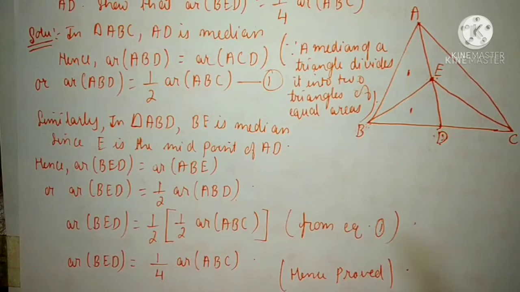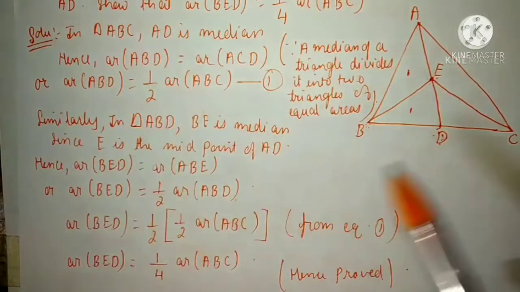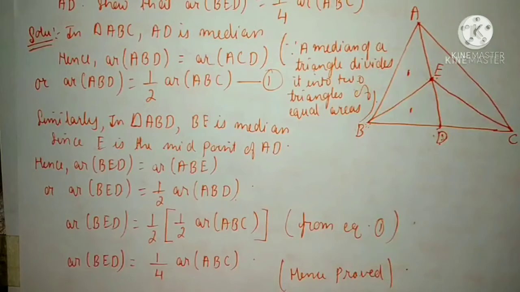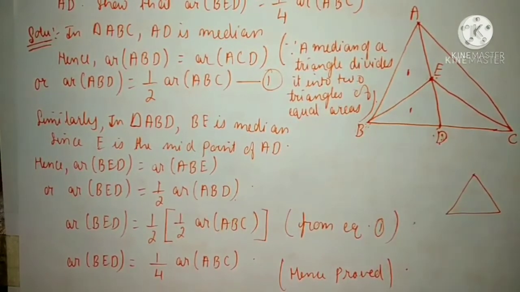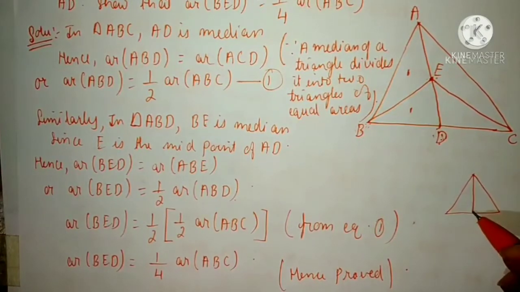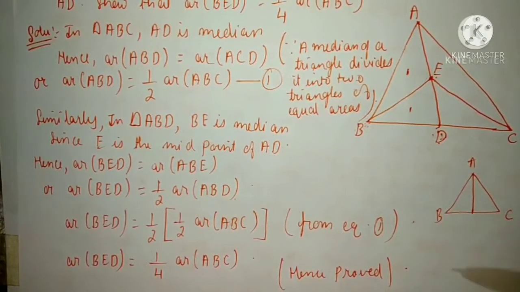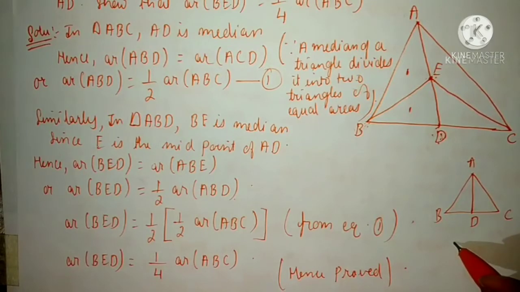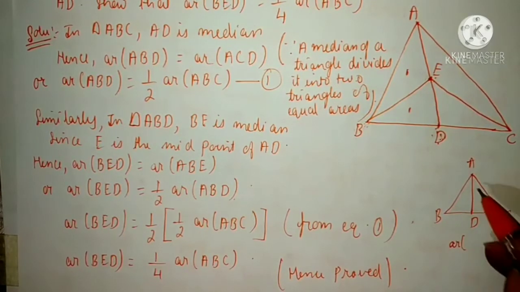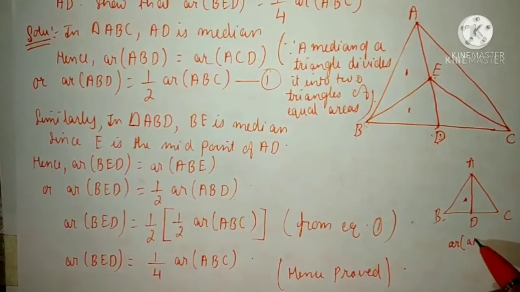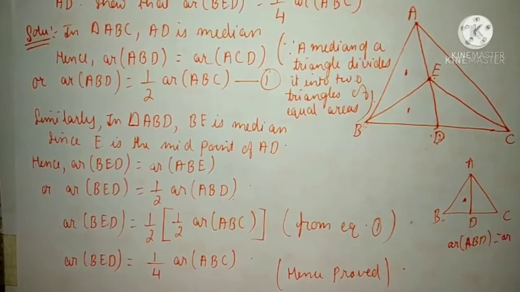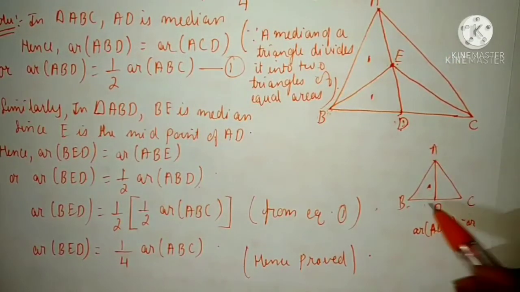Now I will give you one example to explain why this one part is equal to half of the full part. See, suppose this is a triangle, and this is the median. A, B, C, and this is D. Now area of ABD is equal to area of ACD.